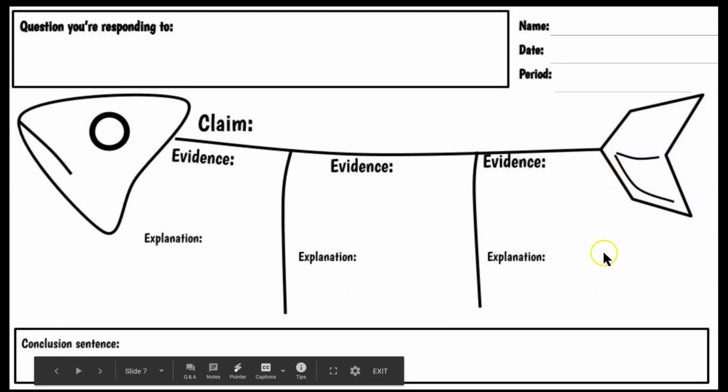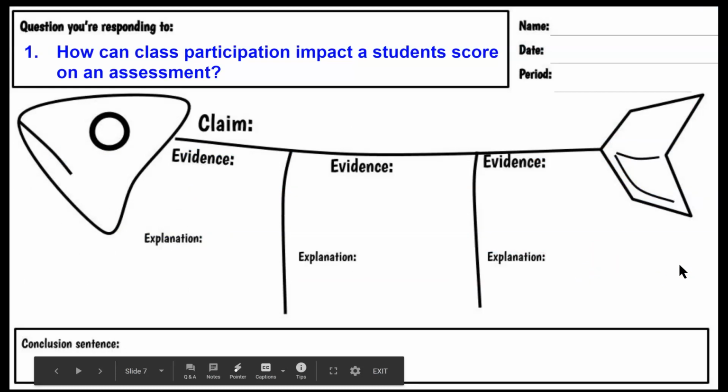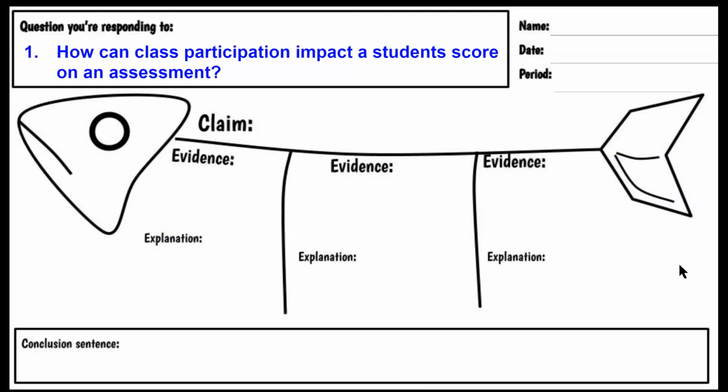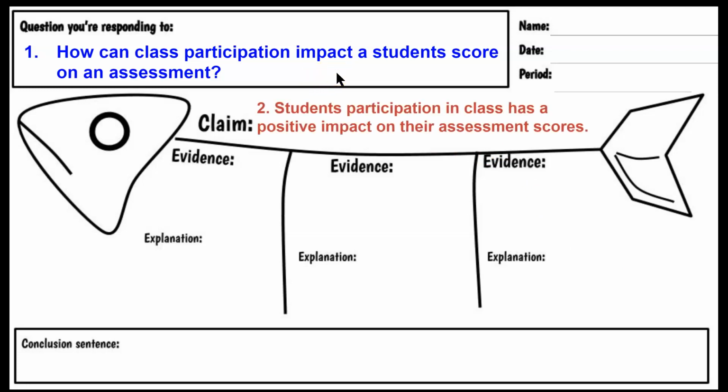So here's an example. If I ask you guys the question, how can class participation impact student scores on an assessment? Okay, which is something that we're going to be learning about. Remember that we do have a quiz on Thursday. How does your participation impact that? Here's my claim. Student participation in class has a positive impact on assessment scores. I'm claiming that. Where's my proof?